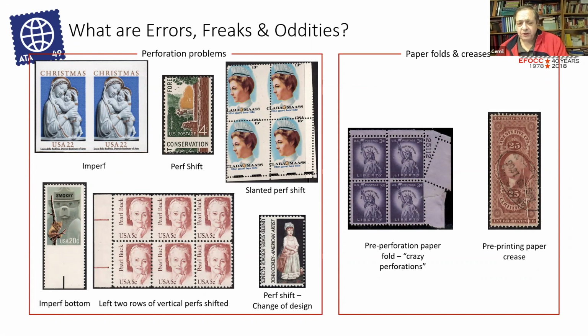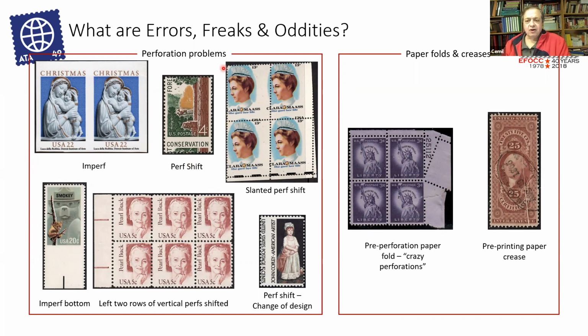I'm going to talk a little bit about perforation issues. Now, probably the most visible type of perforation issue is when the perforation is missing altogether, like this one. It's an imperf, essentially, and typically, at least on US stamps, we collect imperf stamps in pairs in order to make it very clear that the perforation is missing.